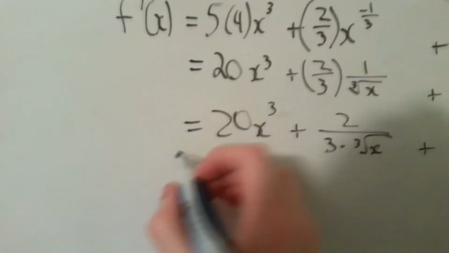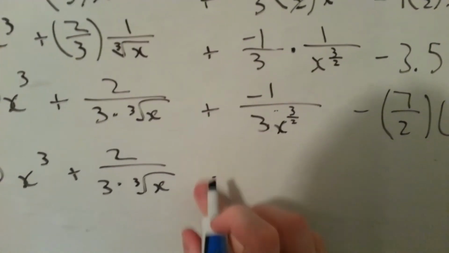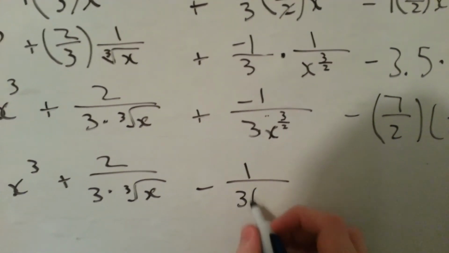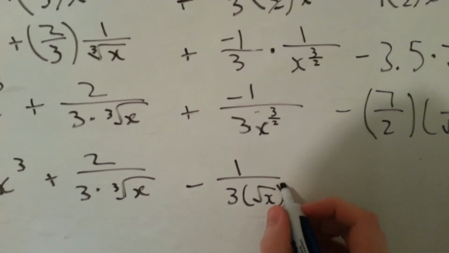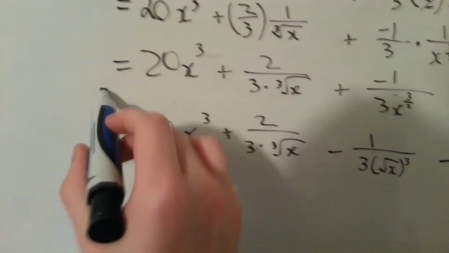And then for the final step, the first two terms are done, and the third term can be subtracted now instead of added because the numerator is negative, and the 3 times x to the exponent 3/2 can be rewritten as 3 times the square root of x cubed. The last term is equal to 7 over 2 times the square root of x, and that is your final derivative.